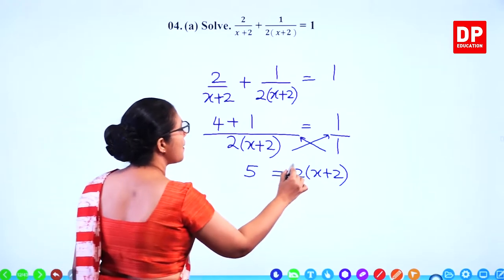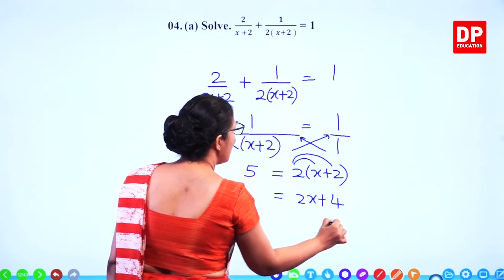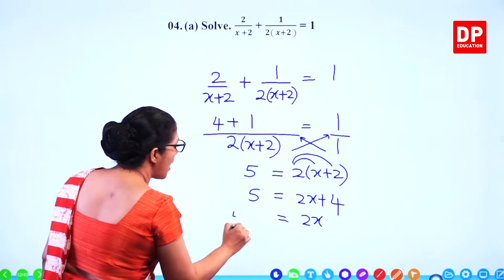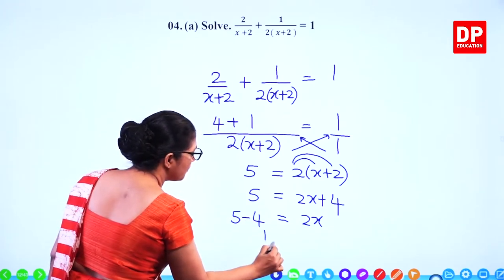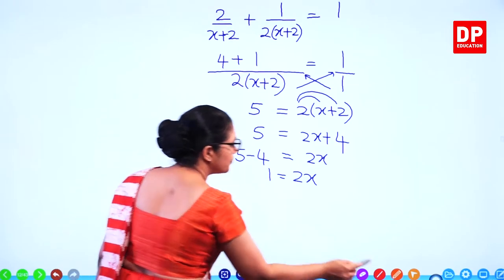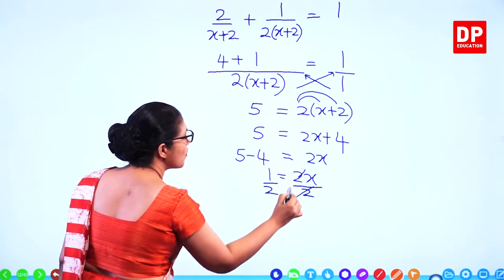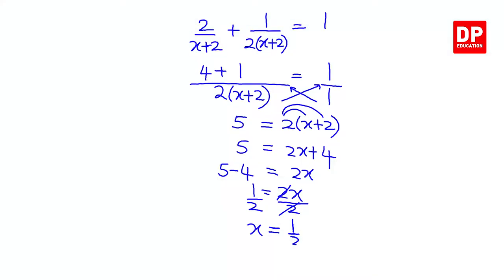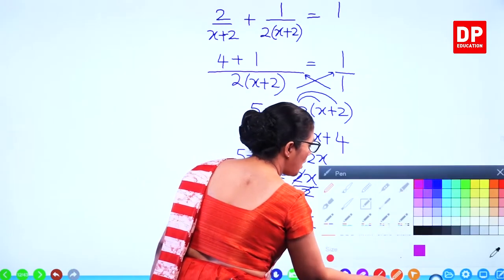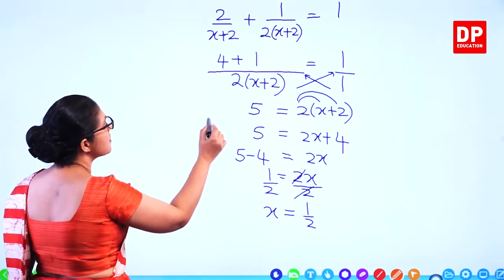Now open brackets. When you open brackets, you get 2x plus 4 equals 5. 2x becomes 5 minus 4, that's 1. 1 equals 2x, divide both sides by 2. You get x equals half. So how many marks for this one? You are getting 3 marks.